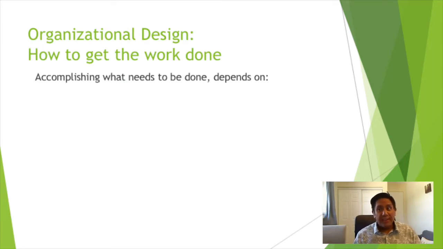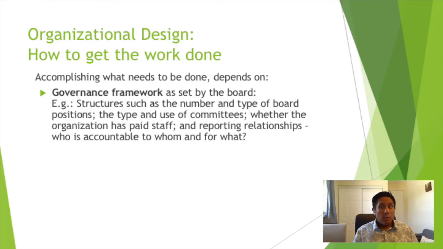Finally, we're going to move into organizational design, also known as how do we get the work done. How an organization accomplishes its work that needs to be done depends on how the organization is structured, especially within a governance framework. There are 4 areas that we think you should consider. The first one is the governance framework. What are board positions? Are there committees involved? What do staff do if you have staff?